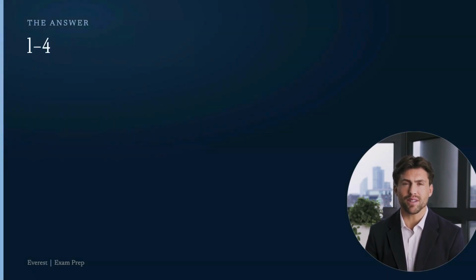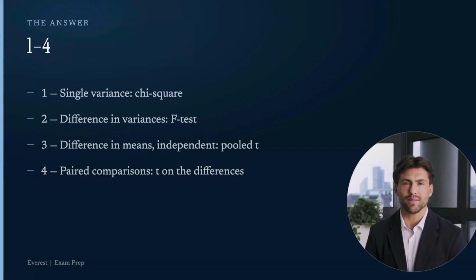1 is a test of a single variance, chi-square. 2 is a test of the difference in variances, the F-test. 3 is a test of the difference in means, independent samples, pooled t. 4 is a paired comparisons test, the same fund, matched by month.